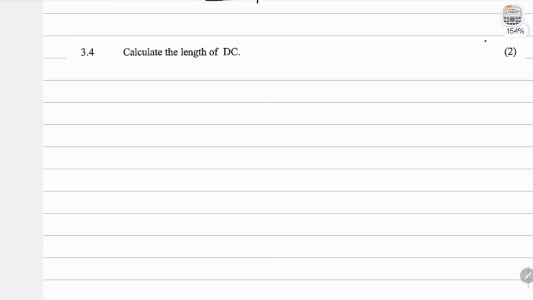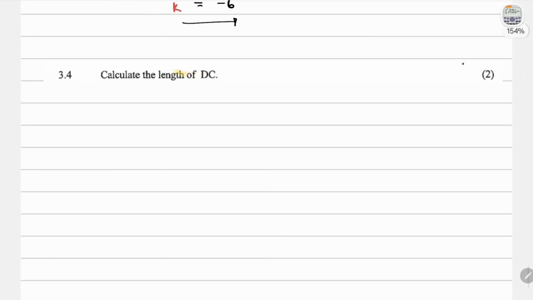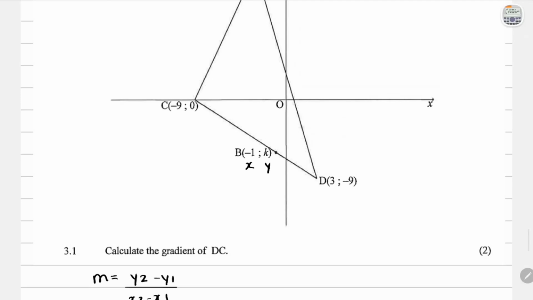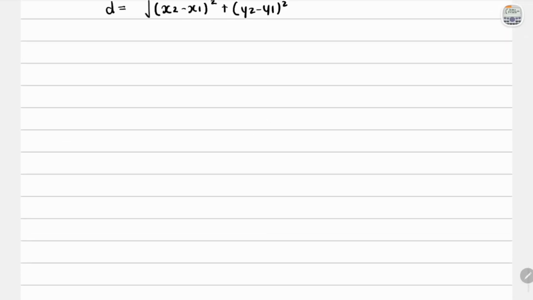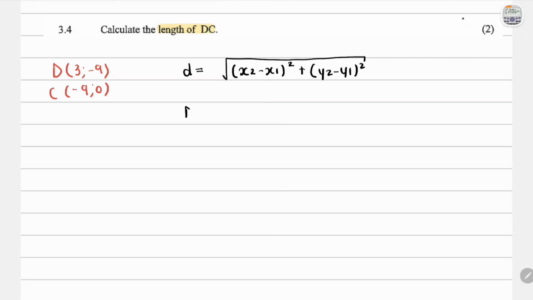The next question, 3.4, says, calculate the length of DC. So we just need the distance formula, which is this. And then we just need the coordinates of DC. So D is 3 and negative 9, and C is negative 9 and 0. Okay, so DC is equal to, and we'll say the square root of, and we can just follow an order. So top minus bottom is fine here.